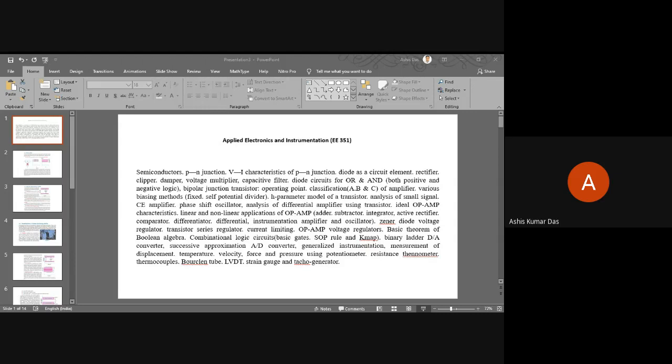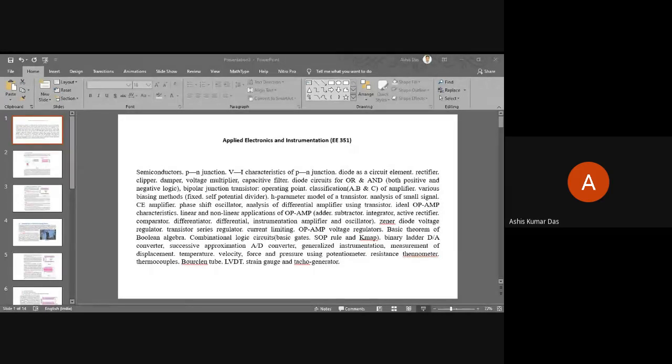Then we have to study the VI characteristics. I think most of you know the VI characteristics of PN junctions. After covering the PN junctions, we are going to start the diode, a very basic, primitive kind of device that we have obtained, called the PN junction diode. And we will see the different applications of this PN junction diode as a circuit element.